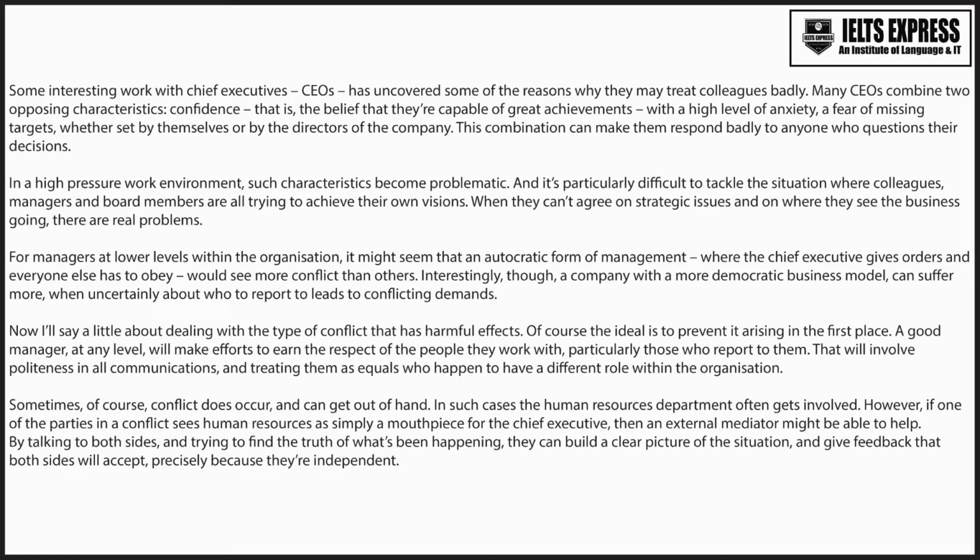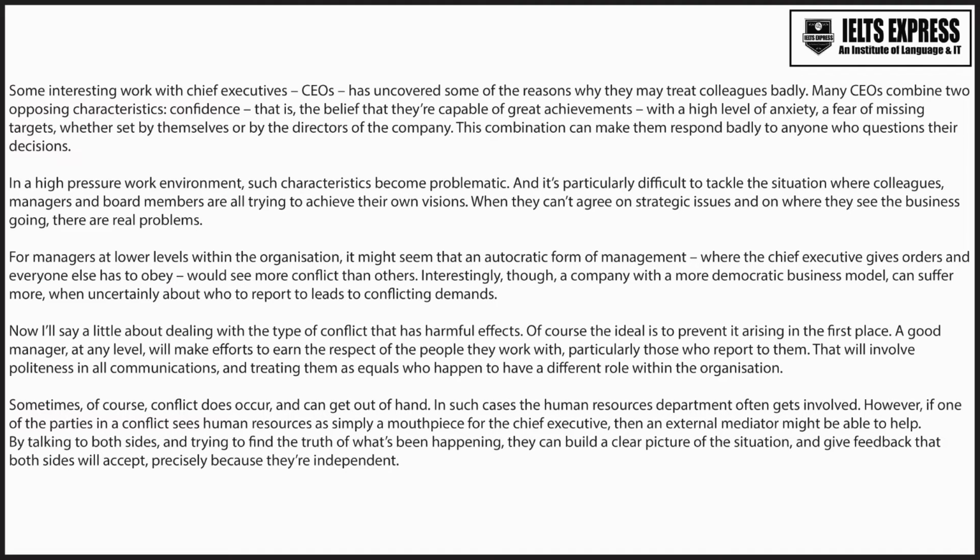Some interesting work with chief executives, CEOs, has uncovered some of the reasons why they may treat colleagues badly. Many CEOs combine two opposing characteristics: confidence, that is, the belief that they're capable of great achievements, with a high level of anxiety, a fear of missing targets, whether set by themselves or by the directors of the company. This combination can make them respond badly to anyone who questions their decisions.